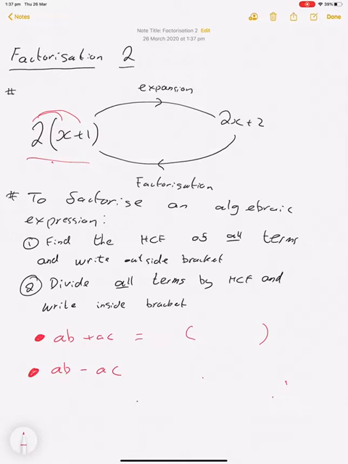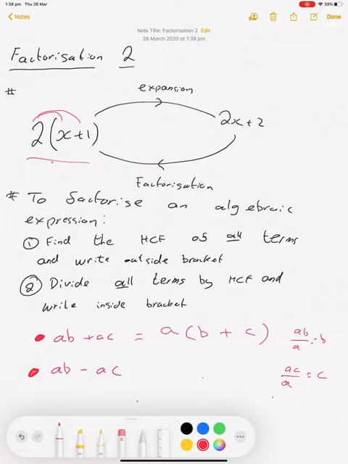The highest common factor of ab and ac is a. We divide all terms by the highest common factor and write the result inside the bracket. ab divided by a is b, and ac divided by a gives c. I hope that's clear.